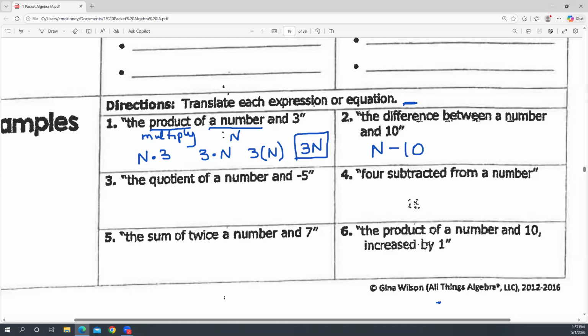The quotient of a number and -5. Quotient, division, right? So we could write n divided by -5. Or more commonly, when we're writing algebra, we usually write it in a fraction to indicate division. Again, both ways are okay, but this is what you would more often see in an actual algebra equation.